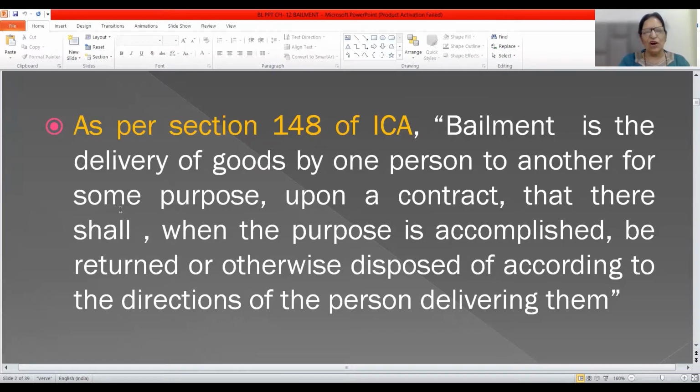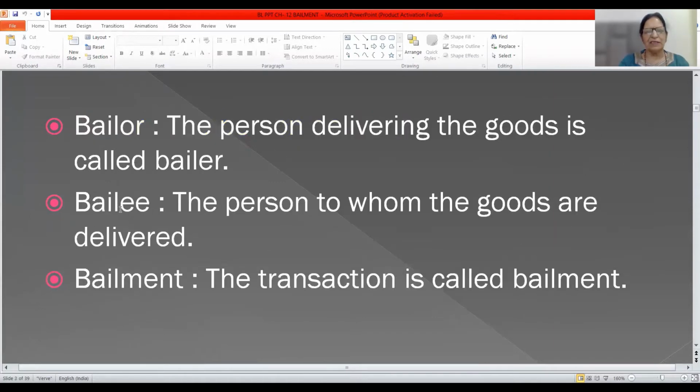Now I will take up all the essentials of contract of bailment, in which the entire definition will be very, very clear. So what is bailment? Bailment is a delivery of goods by one person to another. The goods are delivered for some purpose. There are multiple purposes, but they are always delivered for some purpose, or they are to be disposed of as per the directions of the person delivering them. So let me analyze this definition now.